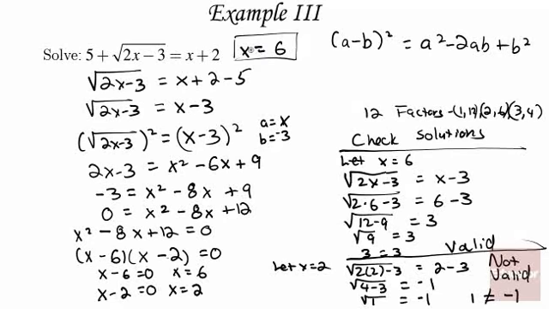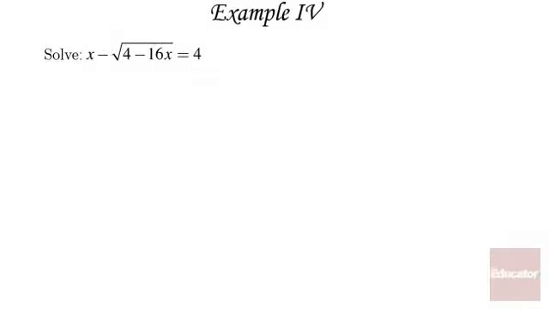That's why it's absolutely crucial to check both solutions back in the original equation when you're working with radical equations. Okay, in this example, we have a radical expression, and the radical is not yet isolated. First step is to subtract x from both sides. Now that the radical is isolated, square both sides.